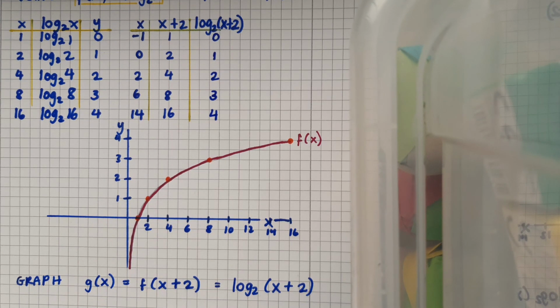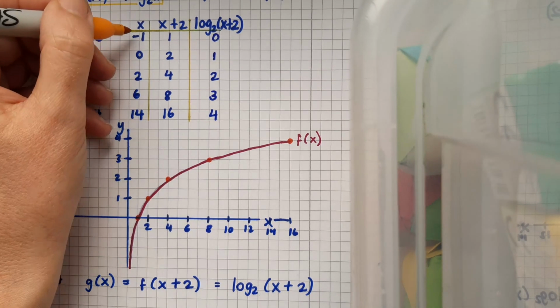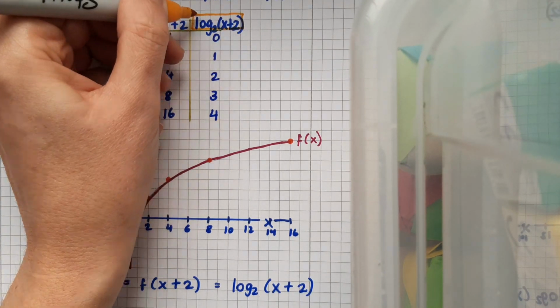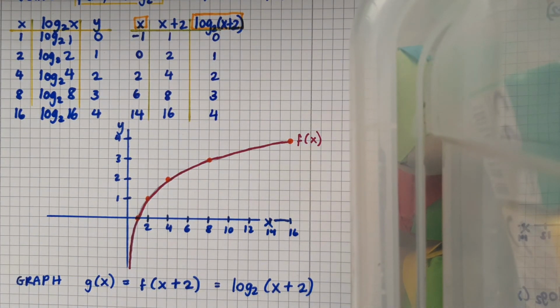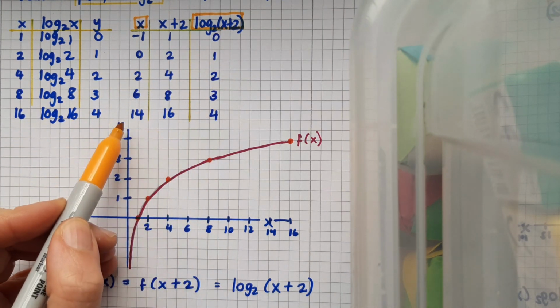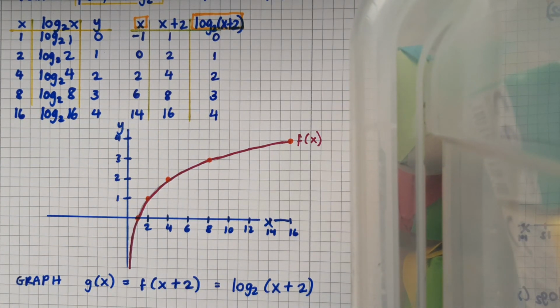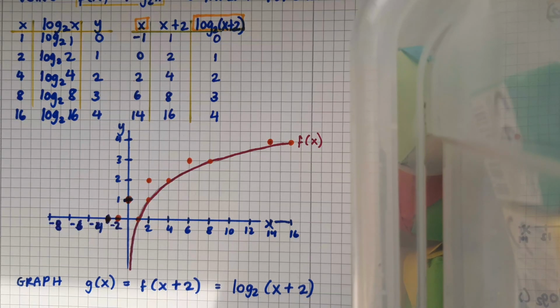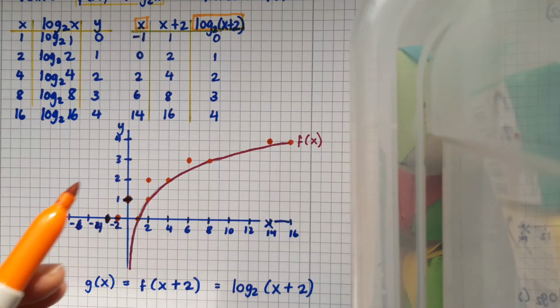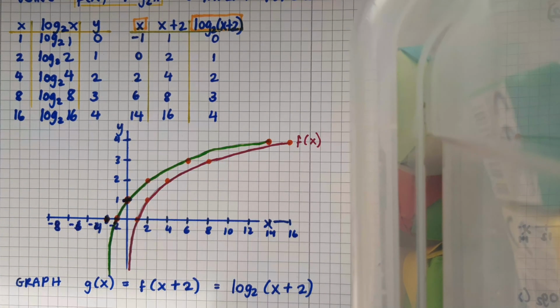Just watch out when you go to graph this particular function. I'm graphing using my x value and my output, my y value, or my calculation for log to the base 2 of (x + 2). So for example, I'm looking at the points (-1, 0), (0, 1), (2, 2), (6, 3), and (14, 4). Let's plot those points now. So I've plotted these points, these positions, and now I'll join them together to create my function.